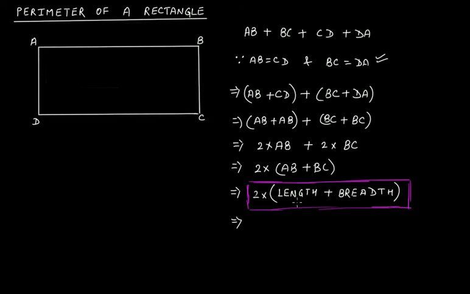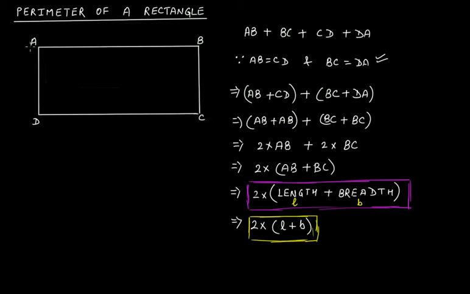If I denote length by L and breadth by small b, then I can write it as 2 times L plus b. Small l represents length and small b denotes breadth. So this is 2 times L plus b. Always remember it like this: 2 times L plus b, with L plus b in brackets. So this is the formula.